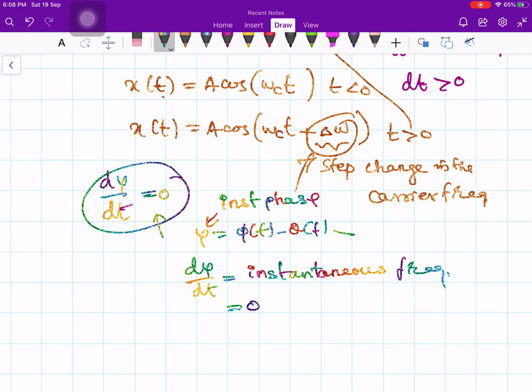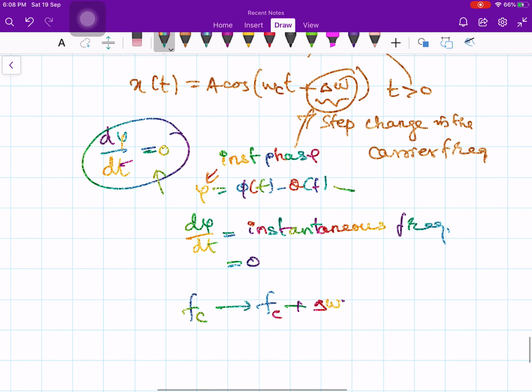Initially it was FC, now it is locked to FC plus del omega, no problem. So locking in the frequency is not at all a problem. The voltage controlled oscillator would have locked itself to the new frequency. Therefore, there is no frequency error at this stage. But that reduction of frequency error to 0 is associated with a finite phase error in the process. So that means the phase error does not remain 0.